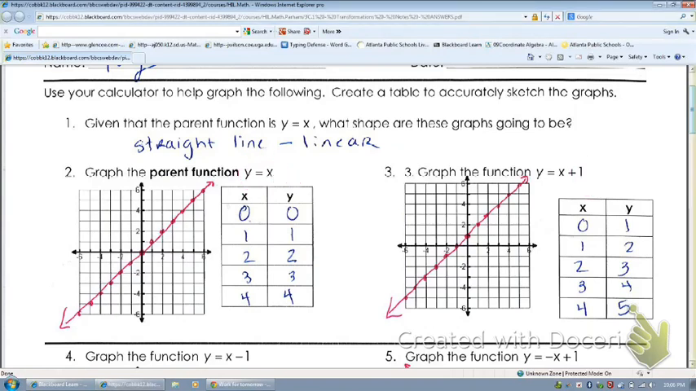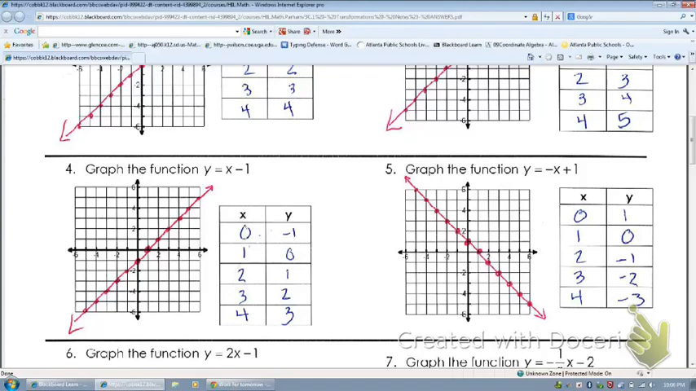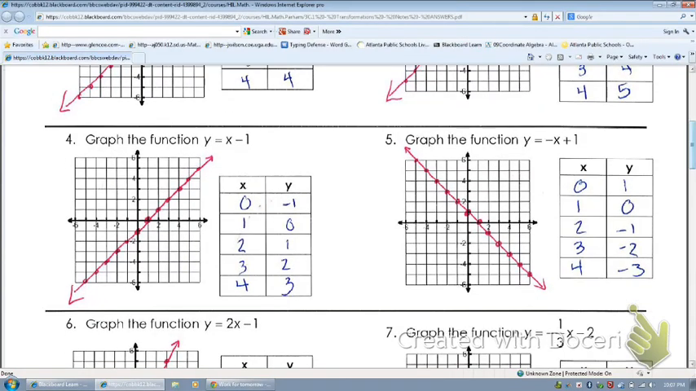As we move down, we see 4 and 5. Just what I talked about: for 4 and 5, the parent function we know is y equal to x, which is the top part of your worksheet. For number 4, you have minus 1. What's happening to this function now? It's shifting down. Why is it shifting down, guys? Because it has minus 1 added to our parent function, y equal to x. That's the transformation. It's shifting down.